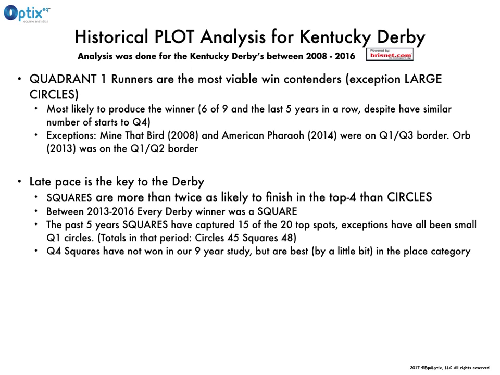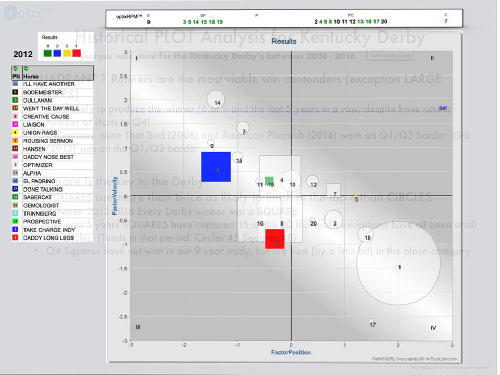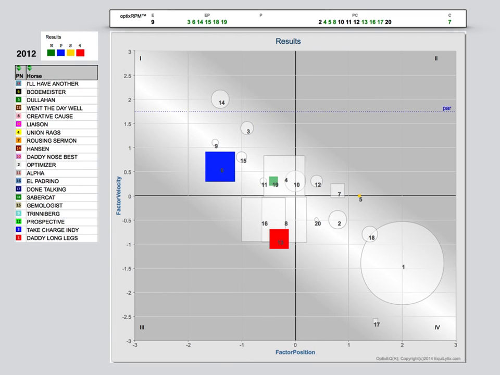So Quadrant 4, you might want to be looking for those horses more from an underneath perspective. Quadrant 4 squares, obviously. We'll talk about Quadrant 4 circles, but Quadrant 4 squares can kind of clunk up and complete some of the exotics and so forth. And they've done very well in the place perspective. So here's some examples of the dominance of squares. You can just see there.